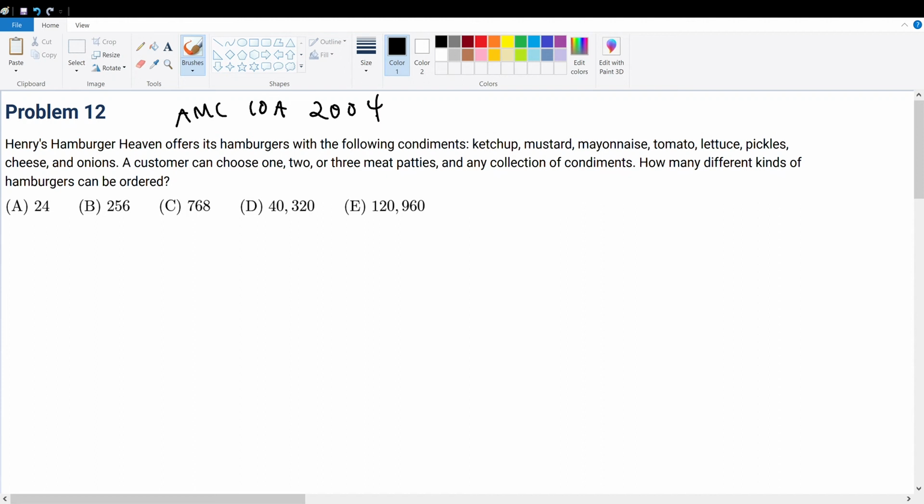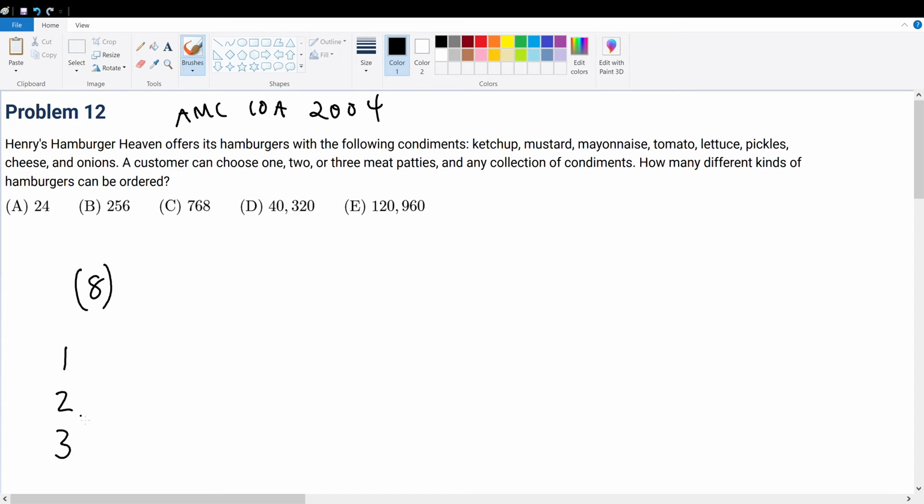AMC 10/8/2004, problem 12. We have this hamburger shop selling hamburgers, and they have the following condiments, ketchup, and so on. The key thing is that they have 8 different toppings or condiments to put on. Given these condiments, the customer can choose 1, 2, 3 meat patties. So we have 1 meat patty, 2 meat patties, or 3 meat patties.